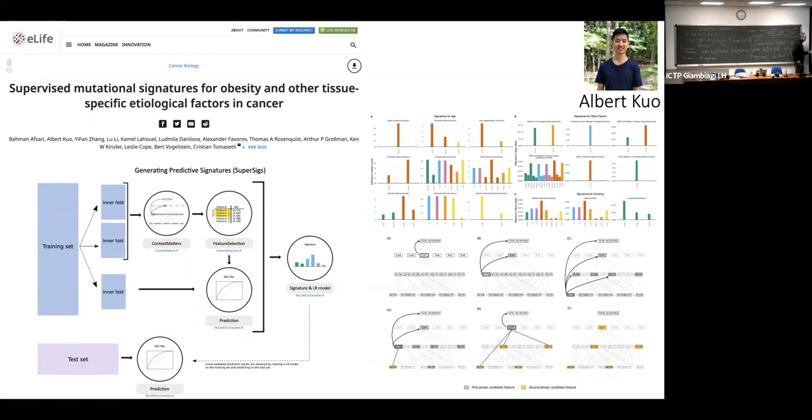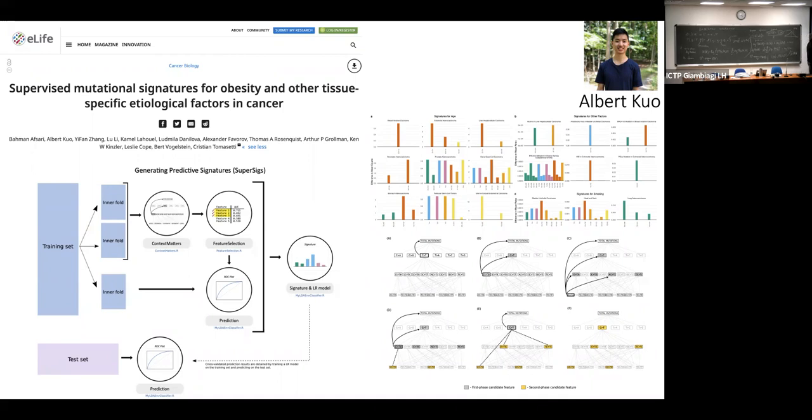So let's take advantage that we know who is a smoker in the sequencing data that we use, which is called TCGA, the Cancer Genome Atlas. It's publicly available. What we did was a standard approach in the sense of having a training set and a test set, and doing different folds. I think it was five rounds of three-fold cross-validation.